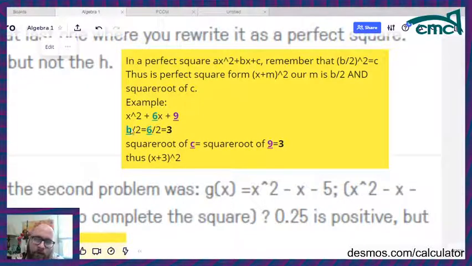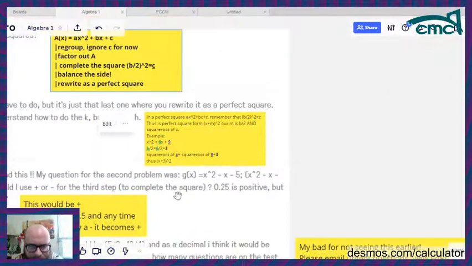So whenever you write it as a perfect square, just take your b value, divide it by 2, and that's going to be your perfect square value. So I hope that answers that.